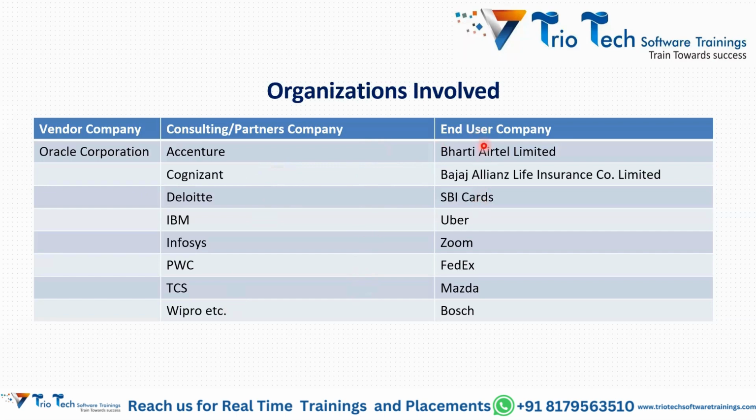Now, some of the end user companies. These are the successful implementations that have been posted on the Oracle Global website. In India, Bharti Airtel Limited is using Oracle Fusion Cloud. Then you have Bajaj Allianz Life Insurance Company, SBI Cards, Uber, Zoom, FedEx, Mazda, Bosch. These are very prominent companies in the market, working on the Oracle Fusion Cloud platform, right? Just a few examples, but on the Oracle Global website you'll see many more examples of end user companies with successful implementations done along with different partner companies.